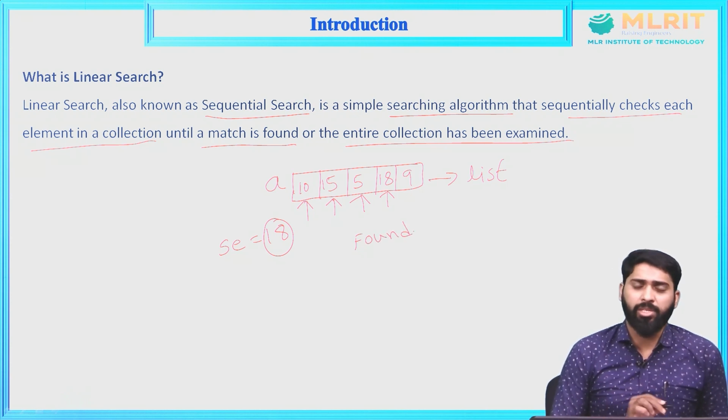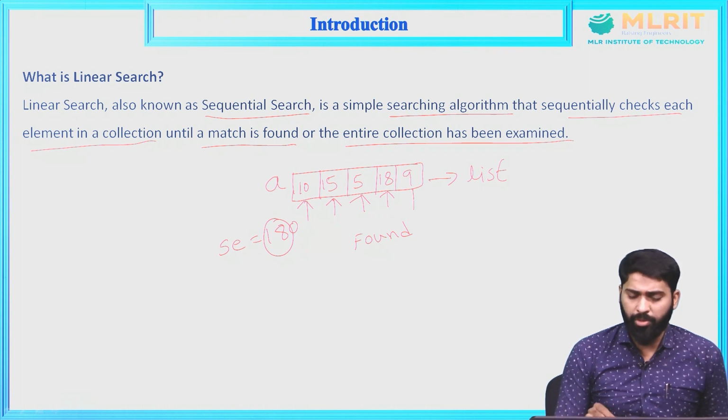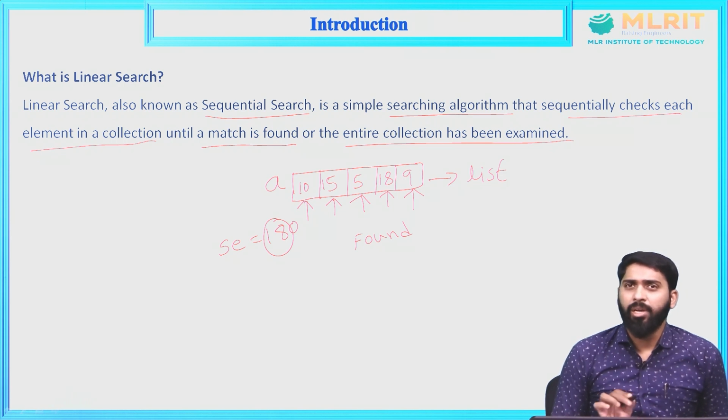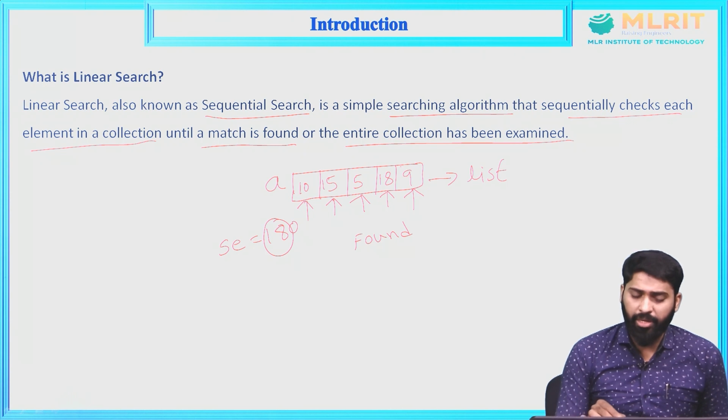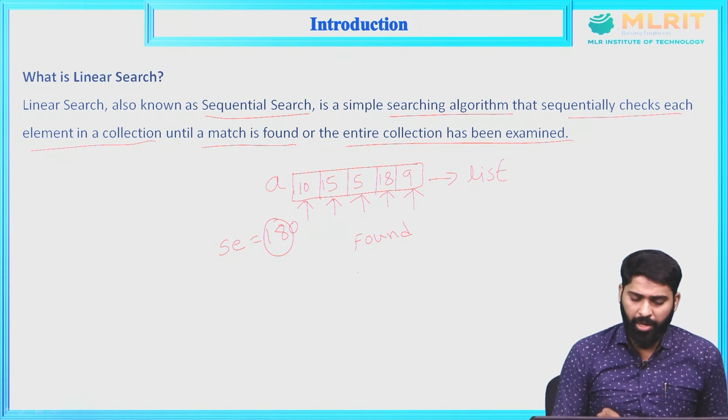Now if the searching element is 180, is 180 equal to 18? No. Then move to the last number. Is 180 equal to 9? No. It is false. So in this case we reach the end of the list, the end of the array, so we display not found. So this is simple linear search.